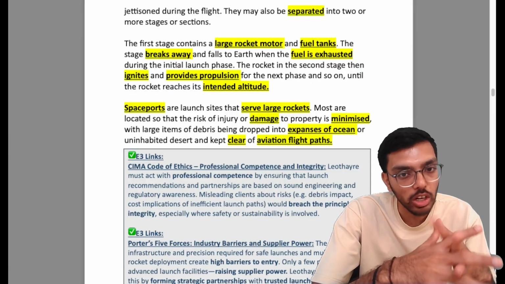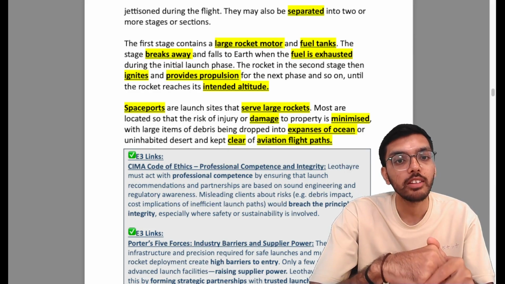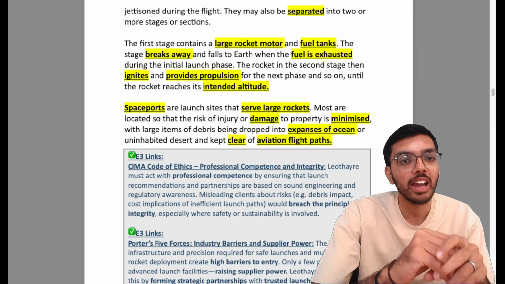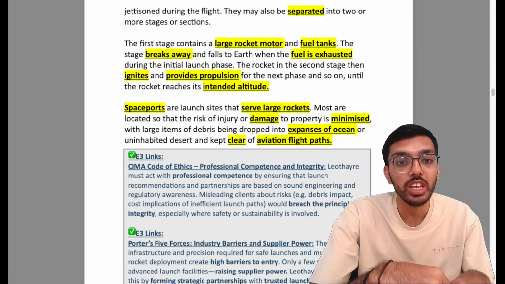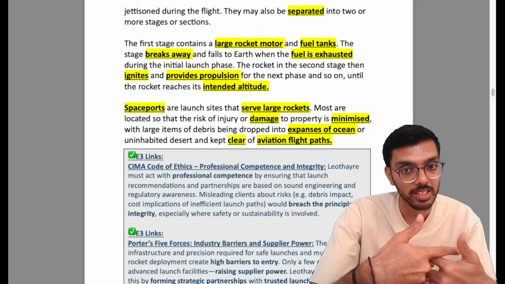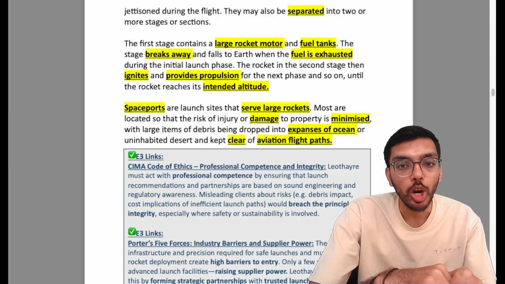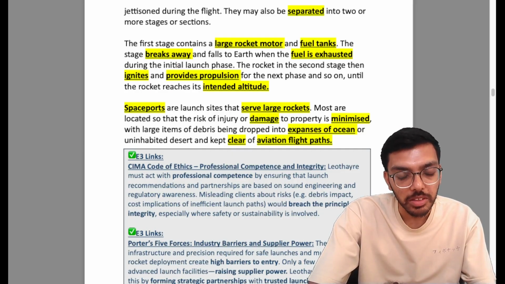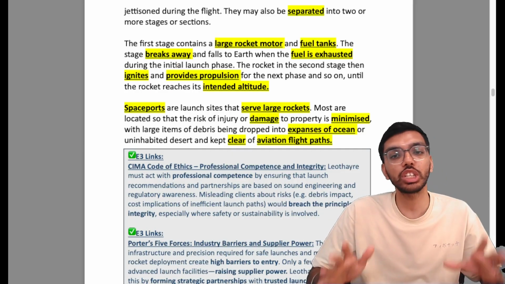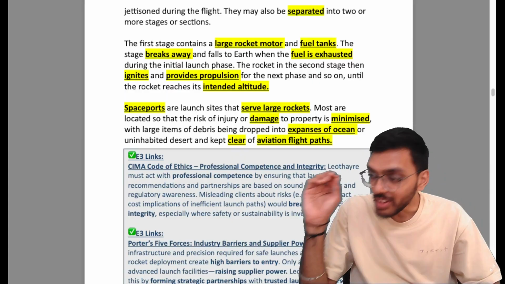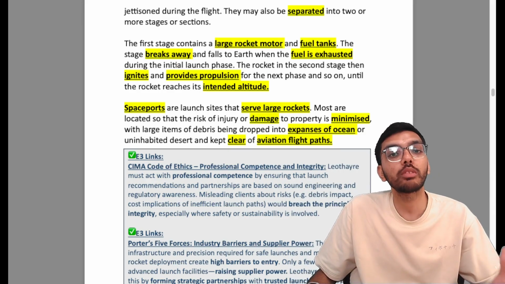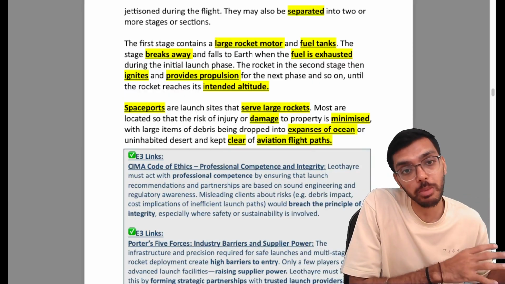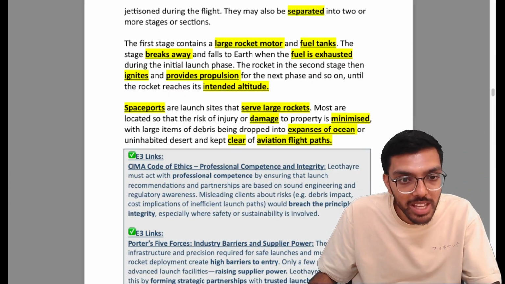Spaceports are launch sites that serve large rockets. Most are located so that the risk of injury or damage to property is minimized, with large items of debris being dropped into expanses of ocean or uninhabited desert and kept clear of aviation flight paths. So if you have a large satellite, you will have to contact a large rocket manufacturer or a spaceport to launch it into space.